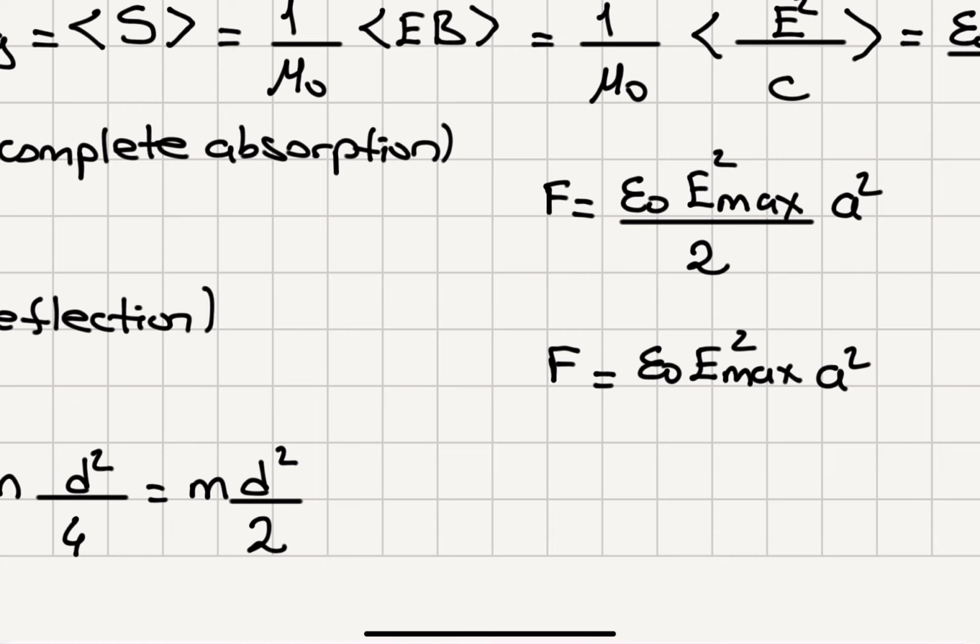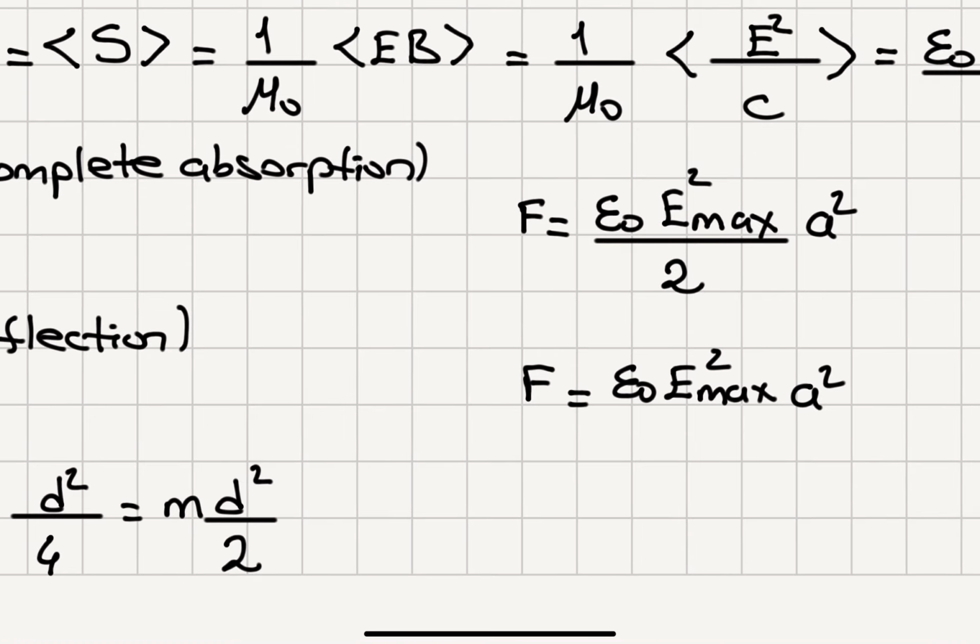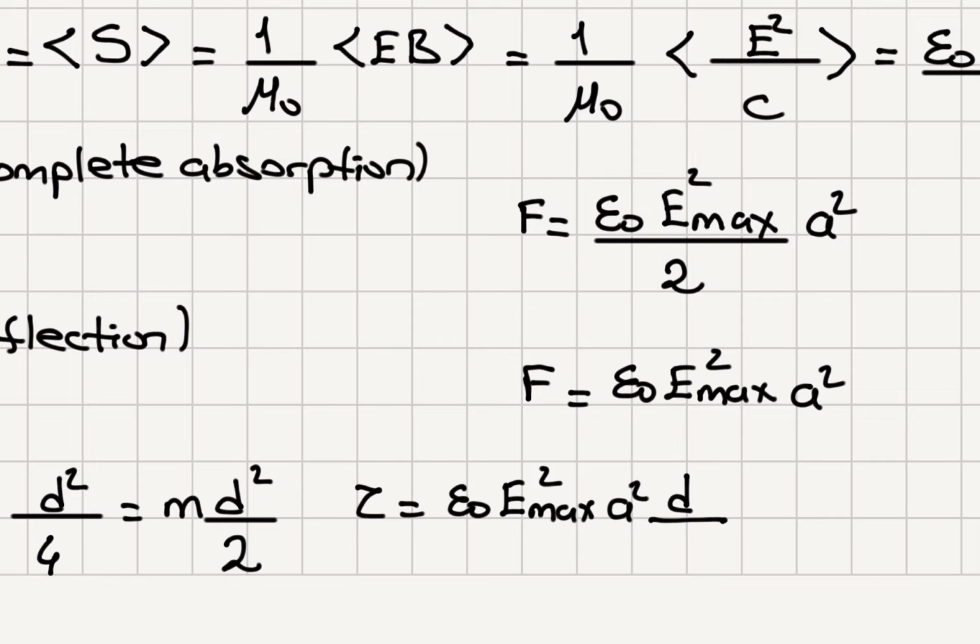What is the corresponding torque? Torque is equal to r cross F. So if I write the torque here, one of the forces is epsilon 0 E max squared A squared. The perpendicular distance is d over 2.